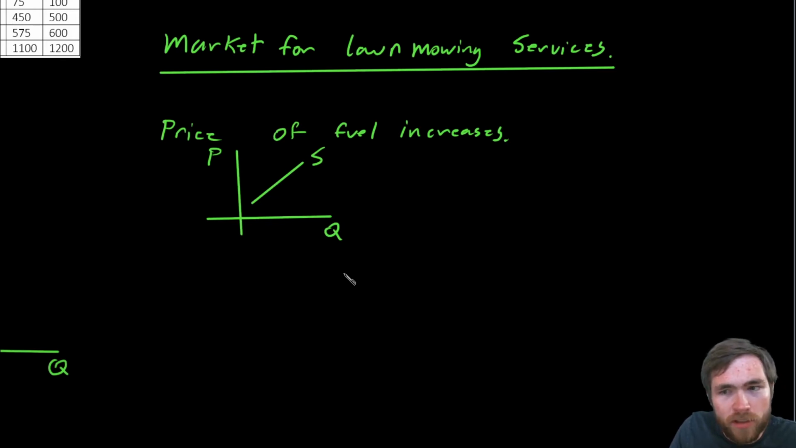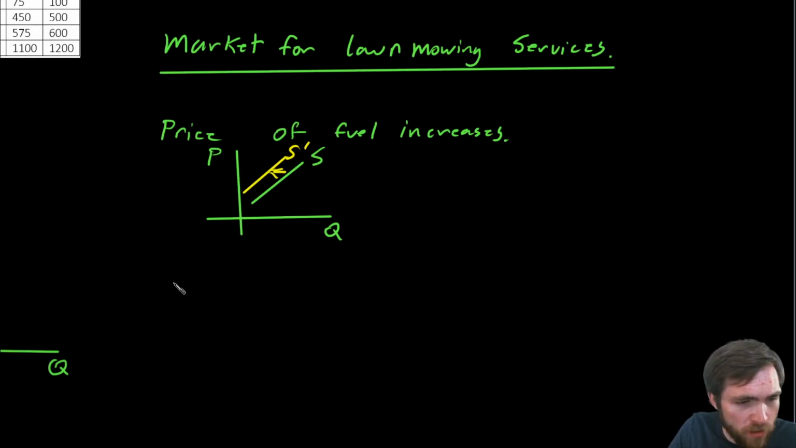So fuel is an input of production for lawn mowing services. You've got to fuel the lawnmowers with something, right? And so if the price of fuel goes up, then it's going to be more costly to provide that service, so suppliers are going to be less inclined to provide that service. And so as a result, we would have an inward shift of that supply curve.